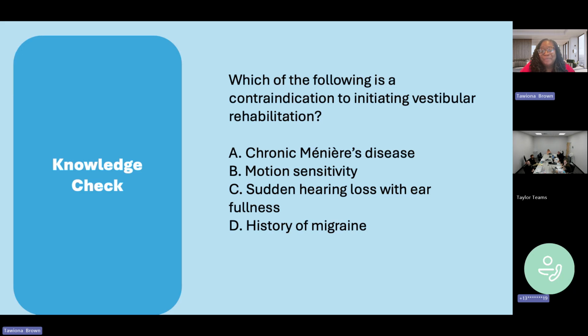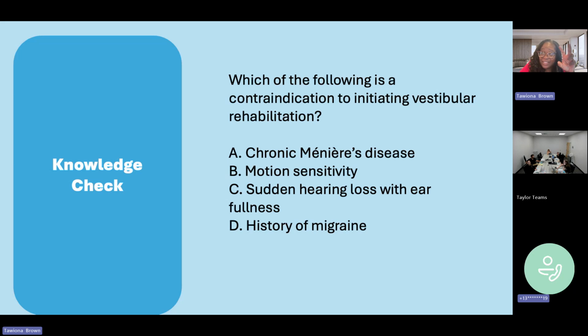Well, we'll talk about it because you see chronic Meniere's disease. Now, if it's acute Meniere's disease, then we don't treat acute Meniere's disease because they have to handle medically the fluid accumulation, okay? But chronic Meniere's disease, we can treat. What about motion sensitivity? Doesn't that sound like the motion sickness from the last page as far as a diagnosis that we would treat? So we got to cross off motion sensitivity. We can treat that too. Now, history of migraine is different from their suffering from active migraines, right?